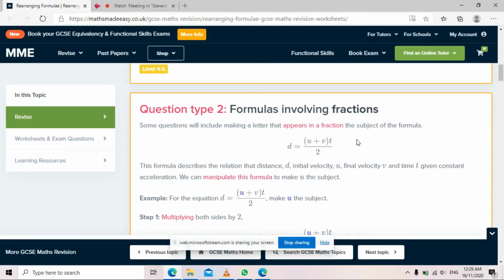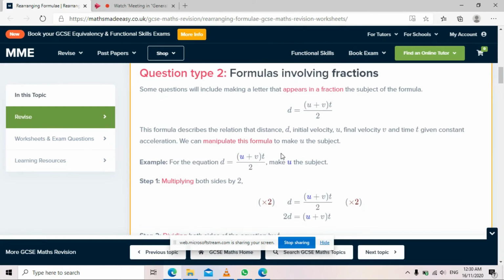Assalamualaikum. Today we will learn how to solve formulas involving fractions. As we can see now, we will use D is equals to U plus V, close the bracket, T over 2. For this, we will make U the subject.